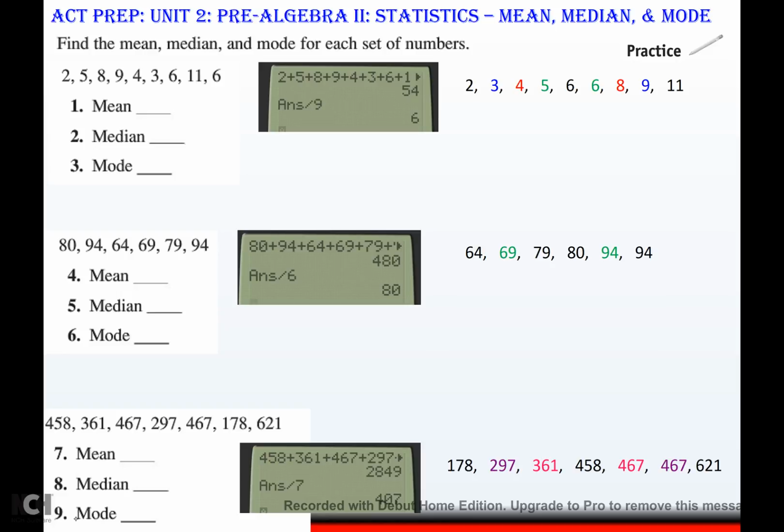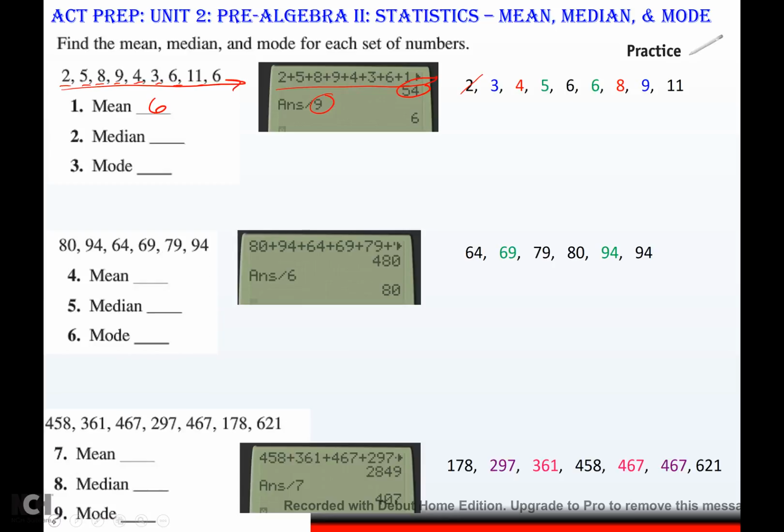Okay, so some practice. Find the mean, median, and mode for each set of numbers. All right, my mean, I add them all up, get 54. There's 1, 2, 3, 4, 5, 6, 7, 8, 9 numbers. Divide by 9 and I get 6. My median, I got to put them in order from smallest to biggest and do the ends.